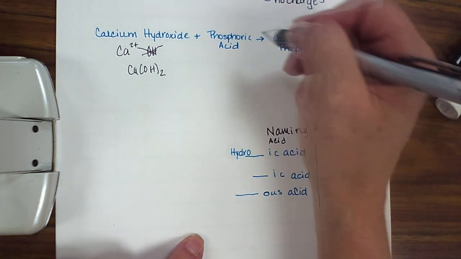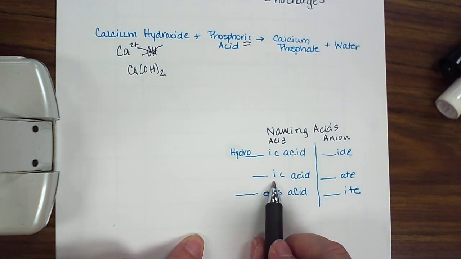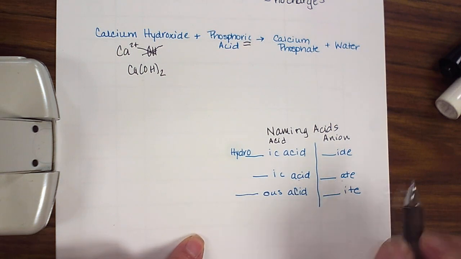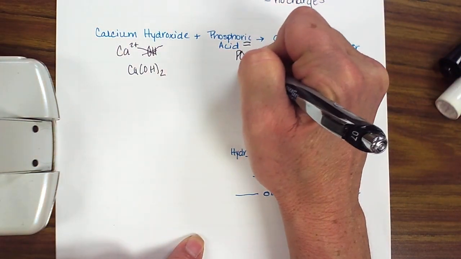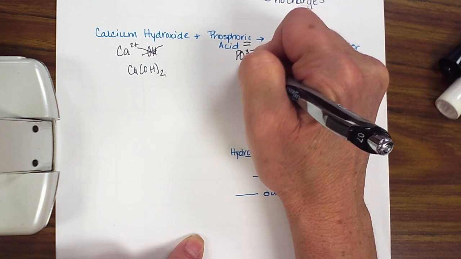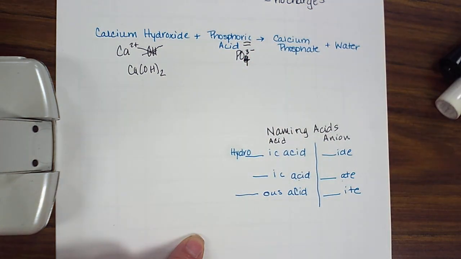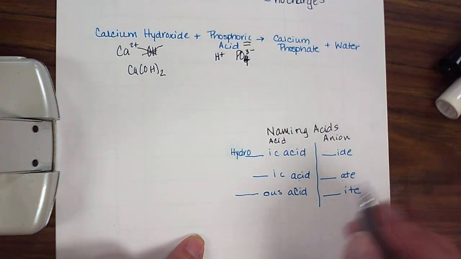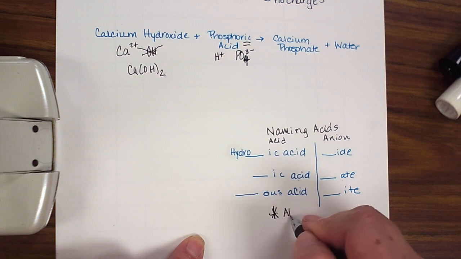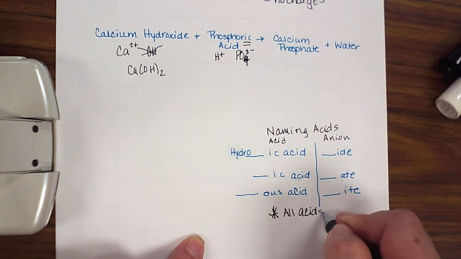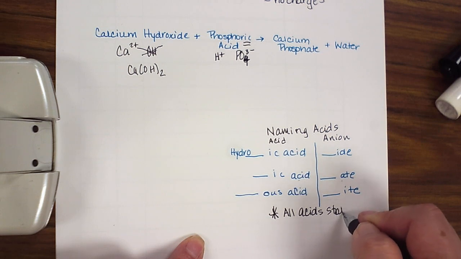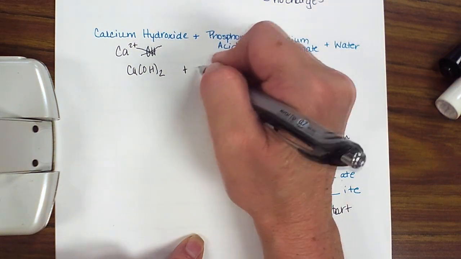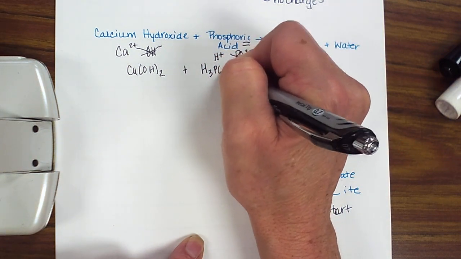Now, phosphoric acid, I look for ic, acid. So that's here, ic, acid, which means it's going to be ate. So that's going to be phosphate. So I look that up. PO3, 3 minus. Oh, sorry, PO4, 3 minus. And then I add an H in front of it. Why? Because all acids start with hydrogen. So all acids, and if you need to write this down on your periodic table, it's a good idea, start with hydrogens. So then I crisscross and I get plus H3 PO4.